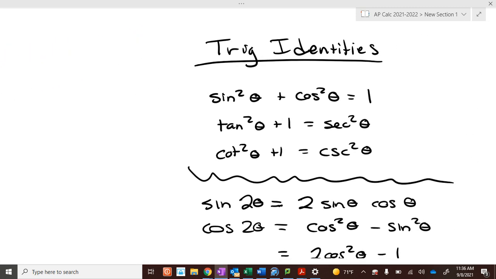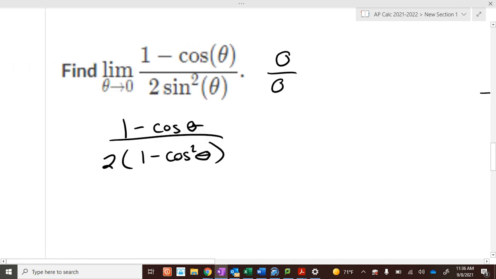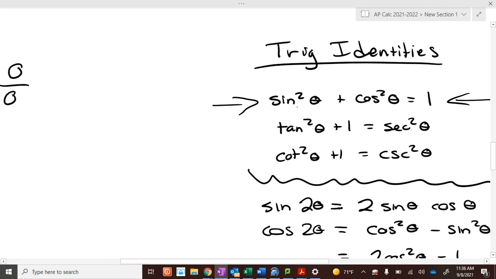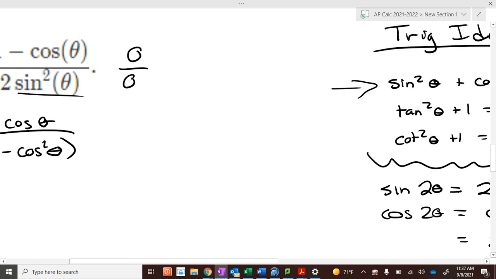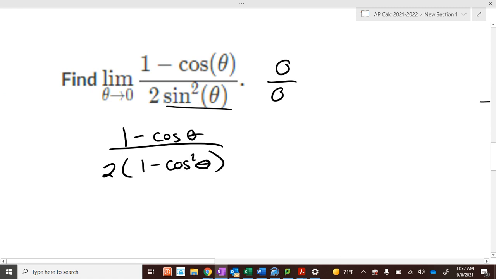From the Pythagorean identity right here. Sine squared of theta equals 1 minus cosine squared of theta. Sine squared plus cosine squared equals 1, so if we subtract cosine squared from each side, sine squared is positive. That was a very excellent question, though. You were thinking.